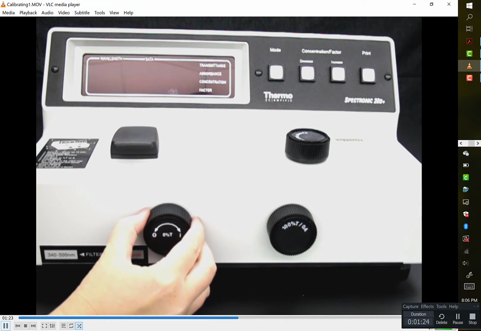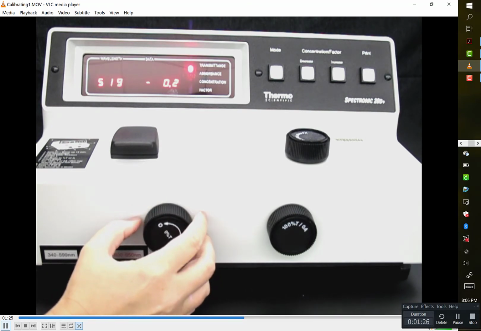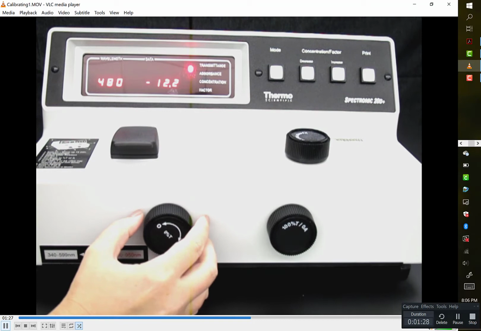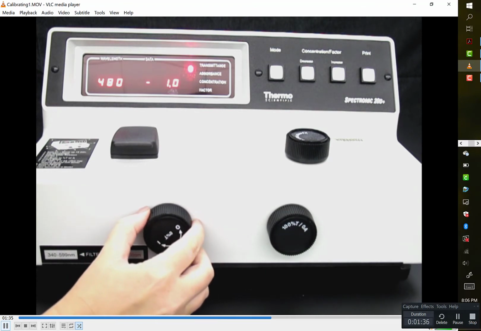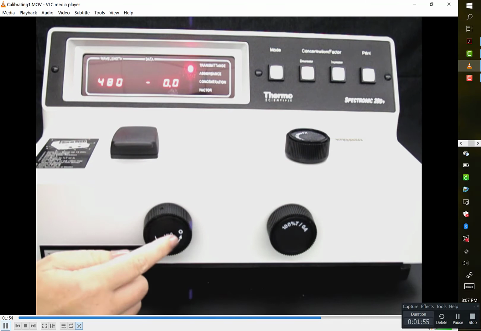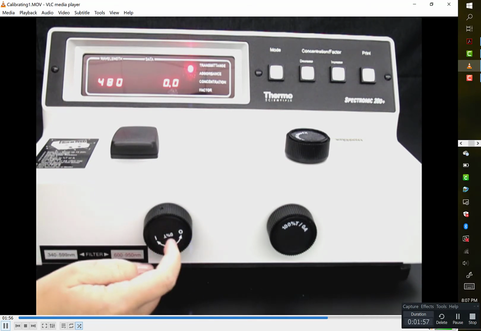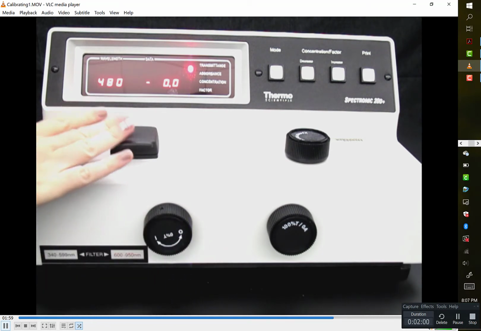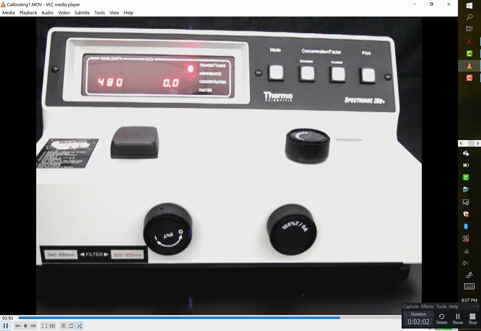And so we're going to adjust. It was too far. Okay, there we go. So now it's reading 0 on transmittance. So now we're ready to blank with our sample blank. So when we do this, we are no longer going to adjust this knob on the left. That is only when nothing is in the sample compartment. So at this point, you're not going to touch this knob on the left. We will only work with the one on the right.